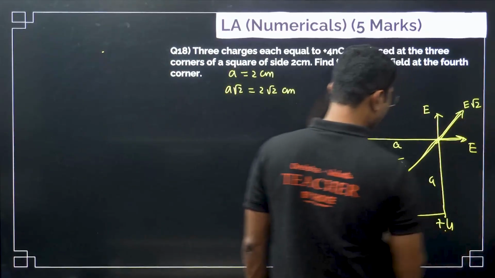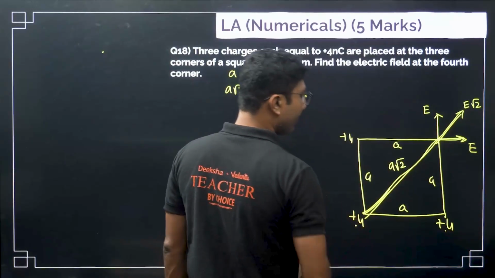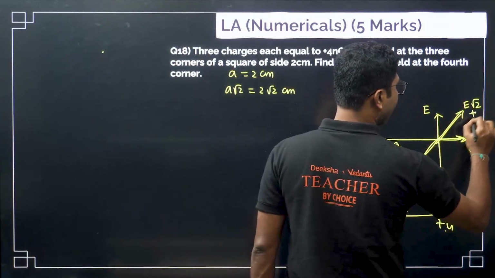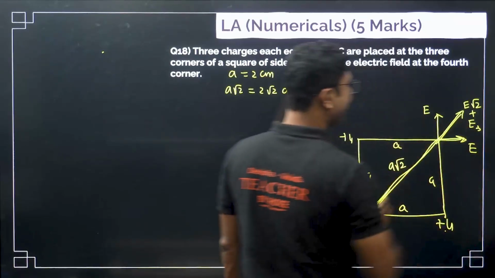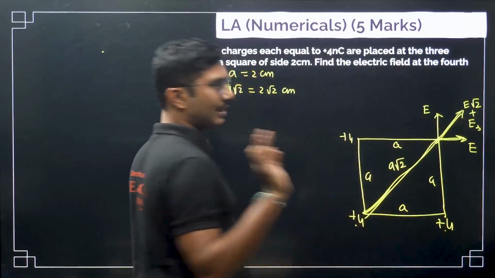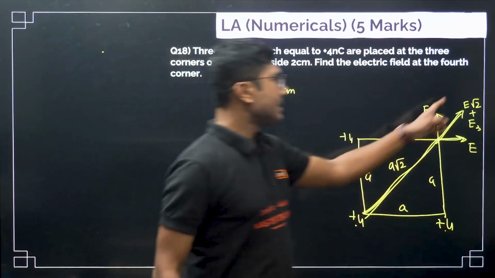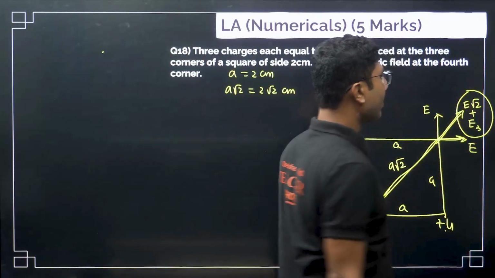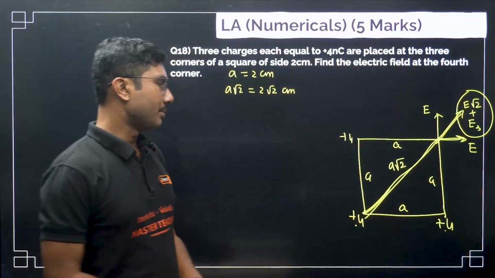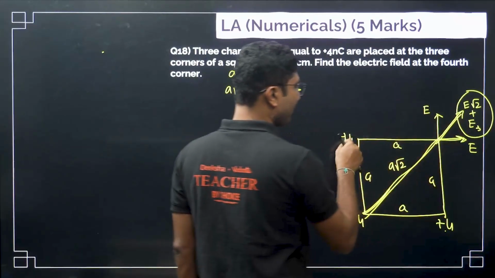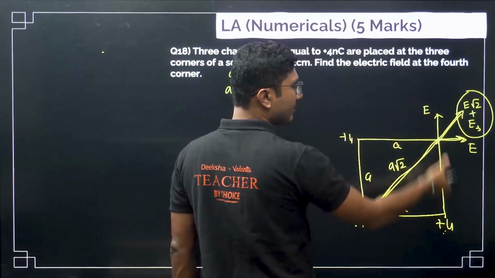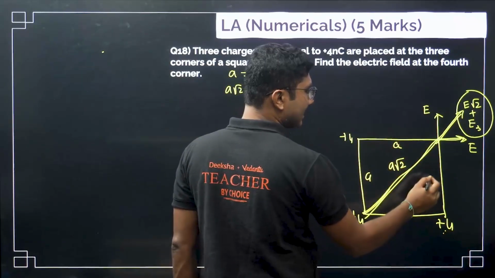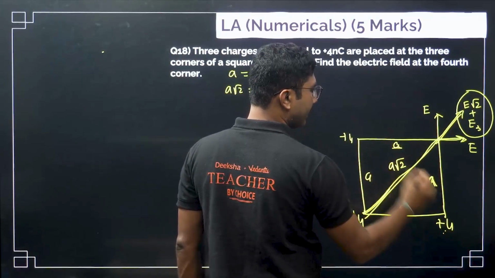The only thing that we have to calculate is the electric field due to this charge and add it with them. Let me call that E3. So this is 1, 2, 3, like that. This is the main thing that you have to remember. Either understand it or remember it, whichever way you are comfortable. The electric field due to this plus 4 is constant. This will be the same value. Why? The distance is the same. This is also A, this is also A.